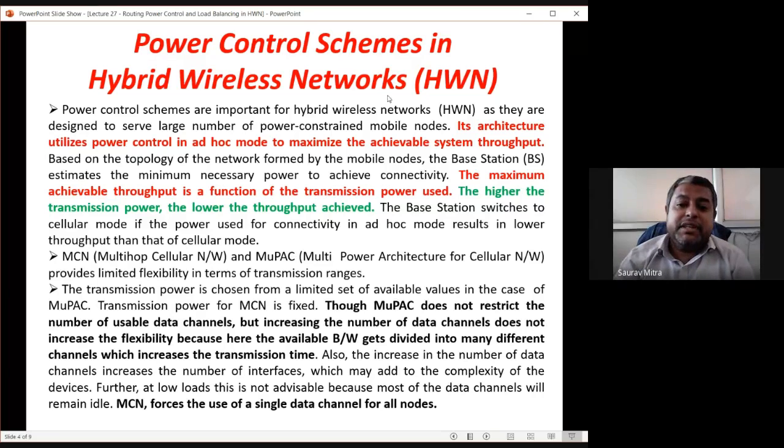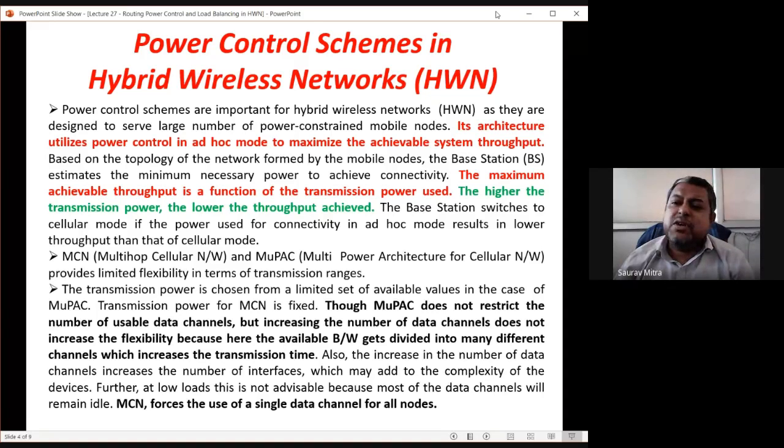So that is a very important thing. It says that whether the cellular mode will be applied or whether the ad hoc mode will be applied, because both these modes are possible in a hybrid wireless network. Whichever mode is saving more power, that mode will be used in case of a hybrid wireless network. So there is always an estimation going on in the base station.